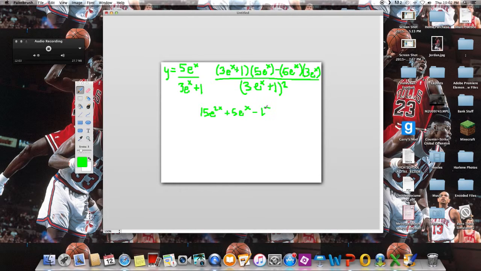There again, same reasoning, just combining like terms, as I said before. Again, we're just gonna leave this for now because nothing really needs to mess with that. Oversimplifying is actually worse. So simplifying the top again, 15e to the 2x minus 15e to the 2x, these cancel each other, making our final 5e to the x over 3e to the x plus 1 squared. That is your final answer.